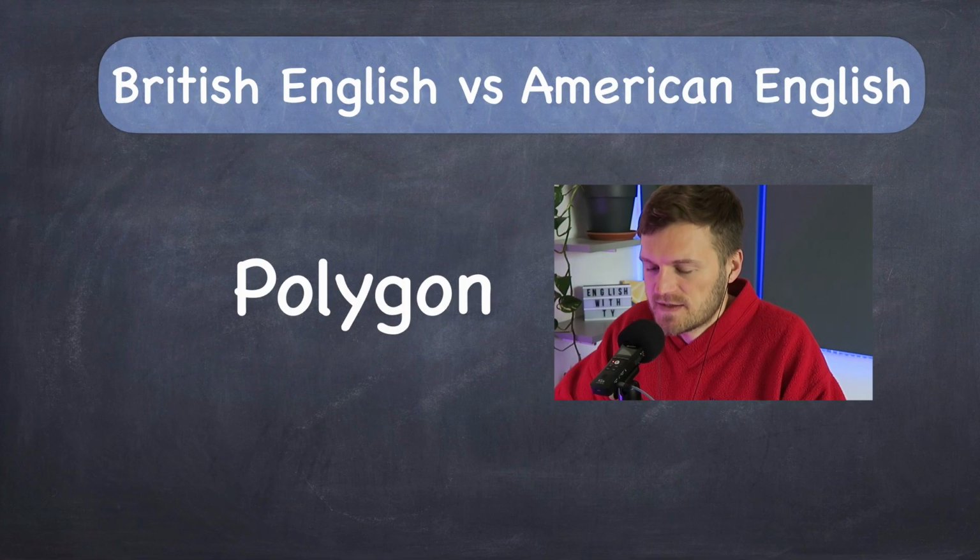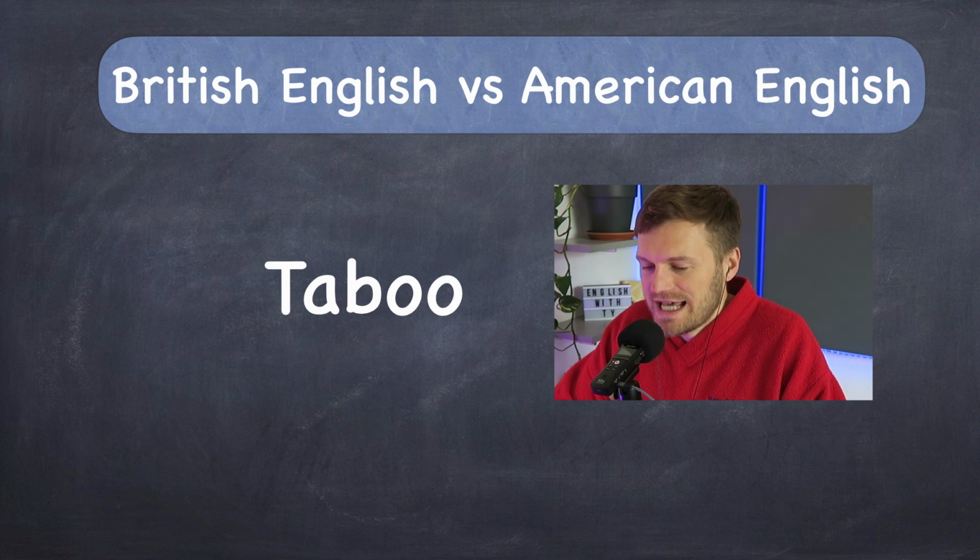The next word is spelled Polygon, and in British English, this would be pronounced polygon. Polygon. And in American English, it would be more like polygon. And again, I want to emphasize the O sound at the end here. Polygon with an UN sound, and polygon with an R sound for the American way. Some kind of polygon.